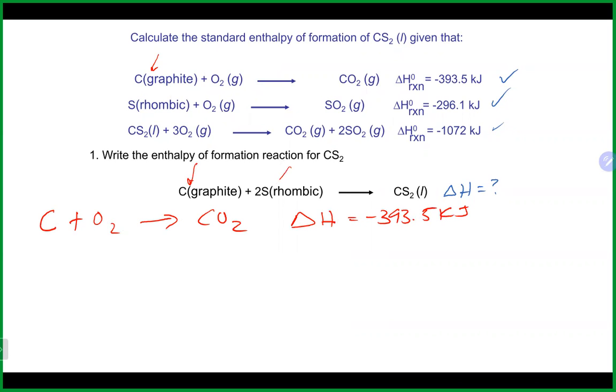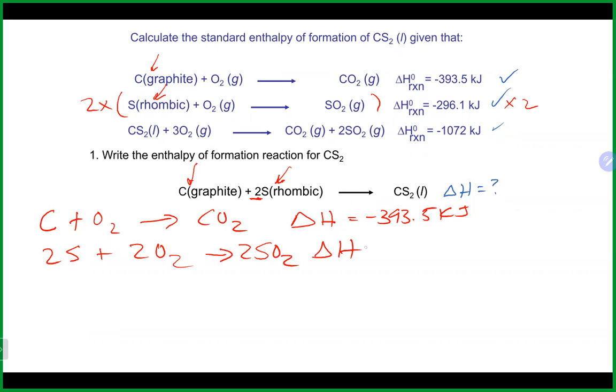Coming to the next one, we have some sulfur on the left, and we do have sulfur on the left, but we need 2 of them, which I do not have there. So for this equation, I need to multiply it by 2, which means I will also multiply my delta H value by 2. When I do that, I'll end up with 2 sulfurs plus 2 oxygens. Hopefully I'll do better than last time. 2 SO2, that's good. My delta H value here would then be minus 296.1 times 2 kilojoules, again because I multiplied by 2. Any questions on that so far?